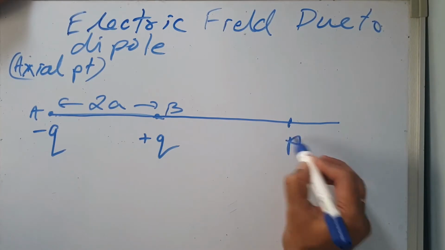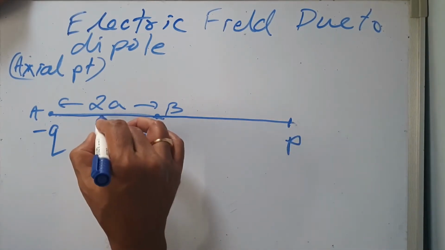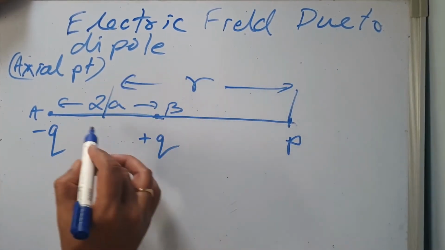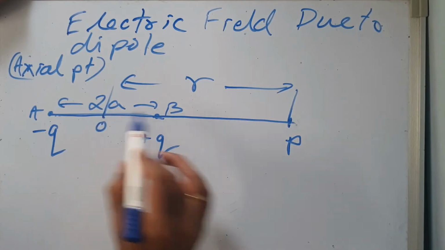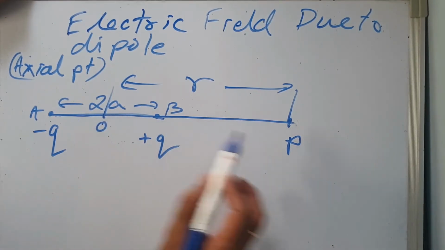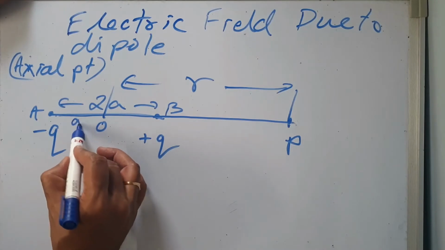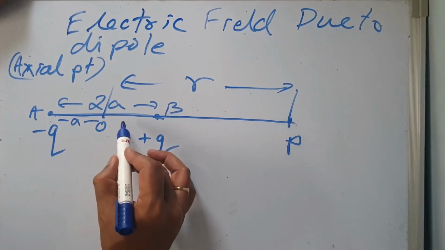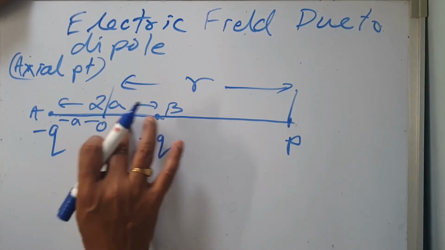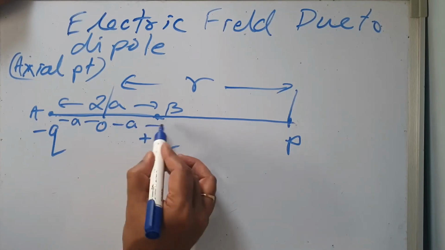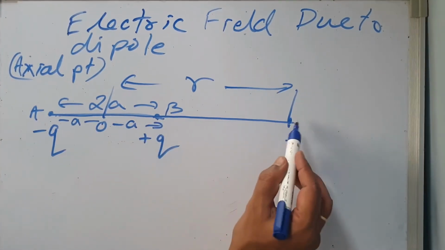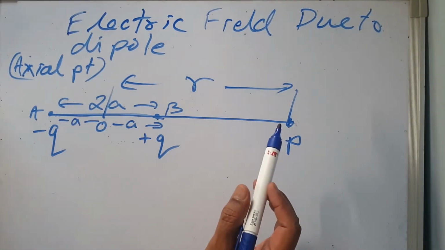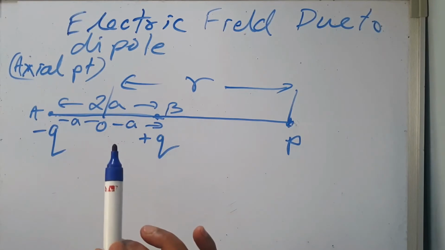Here is a point capital P, which is at a distance r from the center of the dipole. Let me take O as the center of the dipole. Distance from O to P is r. A to P will be a plus r. B to P will be r minus a, because this distance is also a. Now, electric field intensity at this point is due to these two charges. By the principle of superposition, it will be the vector sum of the intensity at this point due to these two charges.